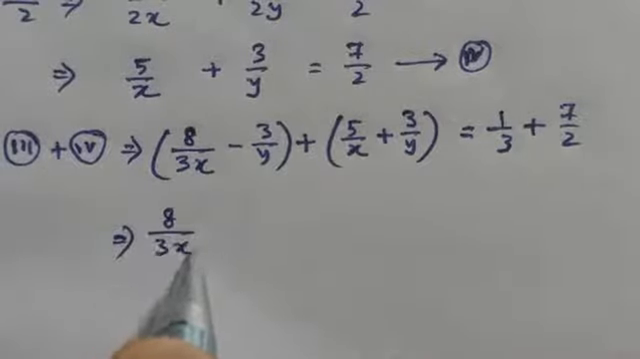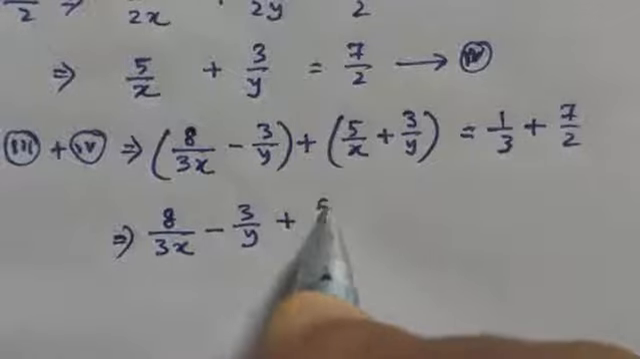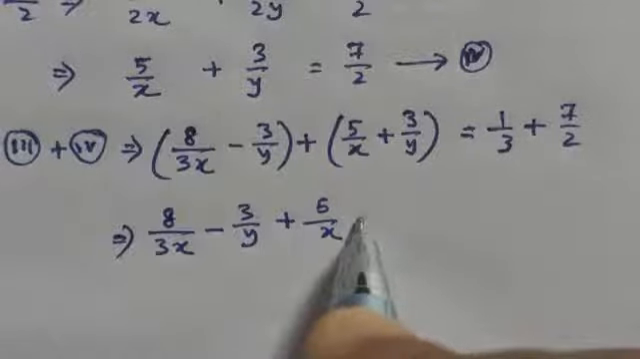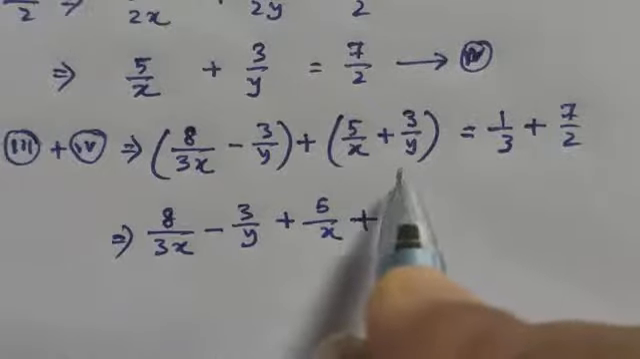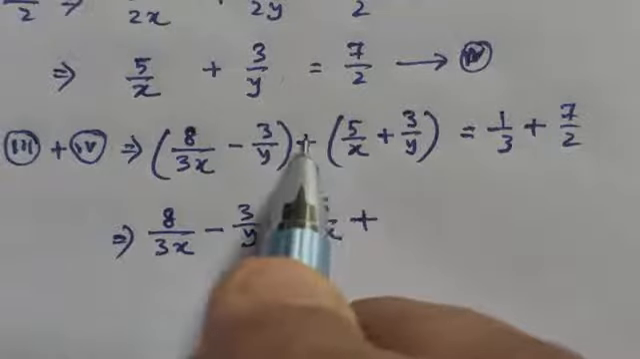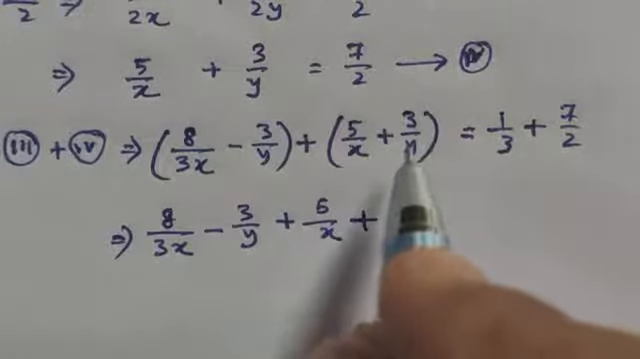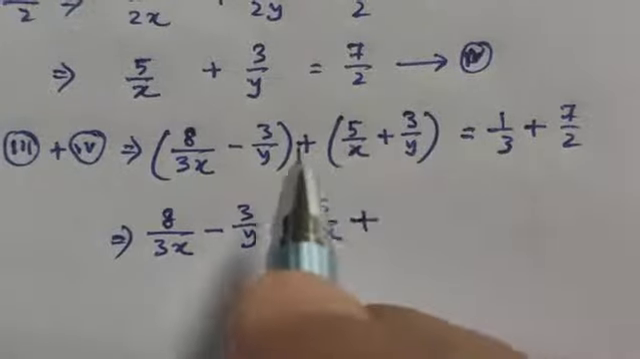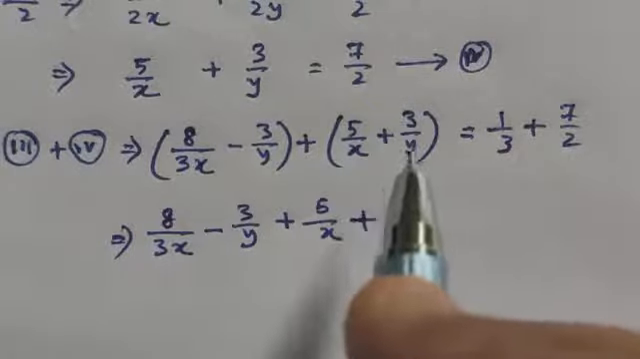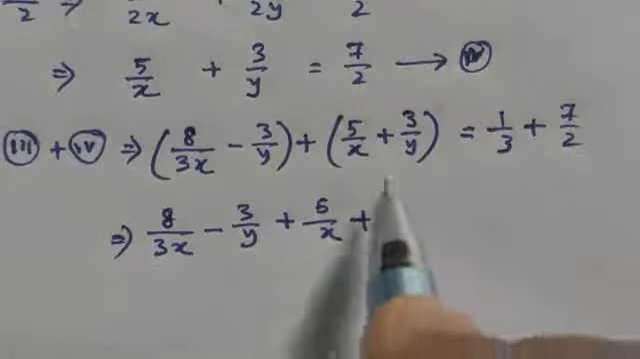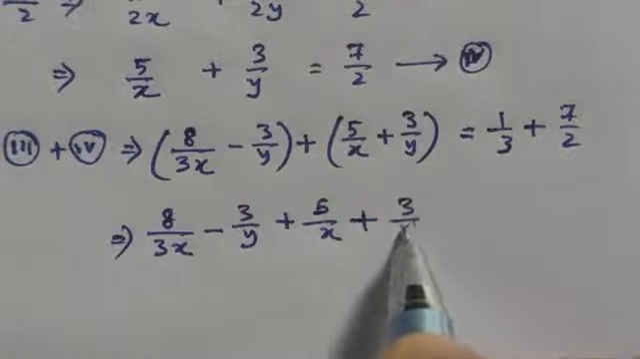Once we remove the bracket, it will be 8 by 3x minus 3 by y plus 5 by x plus 3 by y. There will be no change in sign after removing the bracket. If there is a minus sign, then the sign would change after removing the bracket. But when there is plus, there is no change in the sign.